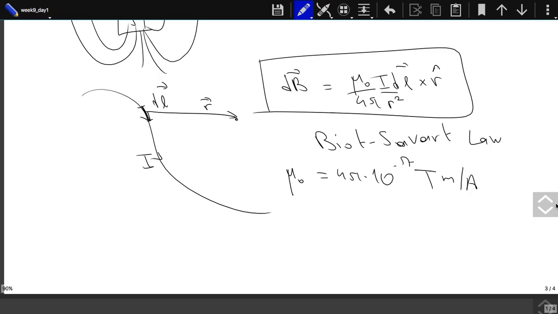How can we be this precise about this? Mu zero. We don't measure mu zero, we define mu zero. So that's why we can be so precise about that one. We just define mu zero to have this value. And then, of course, there will be some uncertainty in the definition of 1 ampere. What do we mean by 1 ampere?